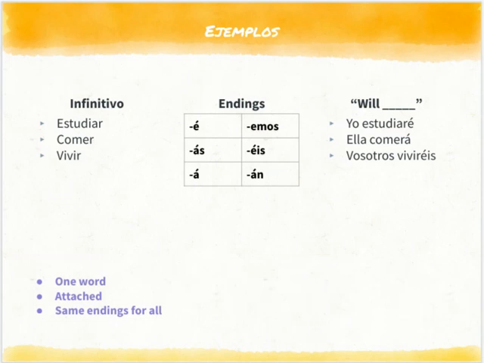And on the right-hand side, some examples of how the conjugations look. Yo estudiaré. All we did was attach the yo future ending to the infinitive estudiar, and now that means I will study. And again, accent marks are important for these forms because they can be confused with other tenses that we might learn later.